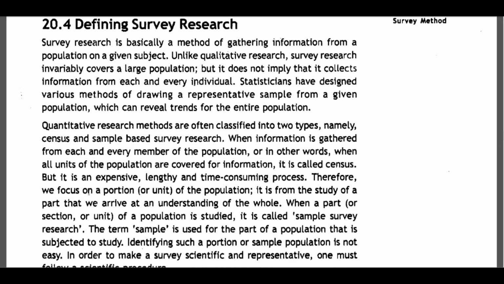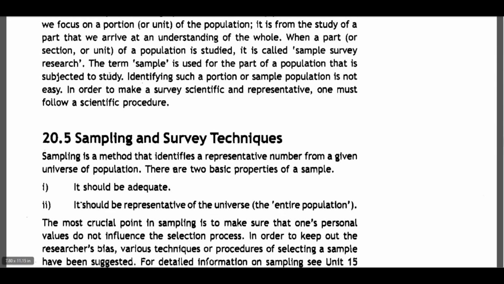Therefore, we focus on a portion or a unit of the population. It is from the study of a part that we arrive at an understanding of the whole. When a part or a section or a unit of a population is studied, it is called sample survey research. The term sample is used for the part of the population that is subjected to study. Identifying such a portion of the population is not easy. In order to make a survey scientific and representative, one must follow a scientific procedure.